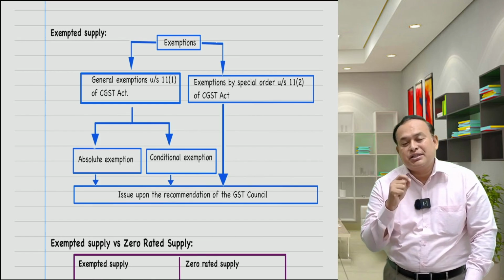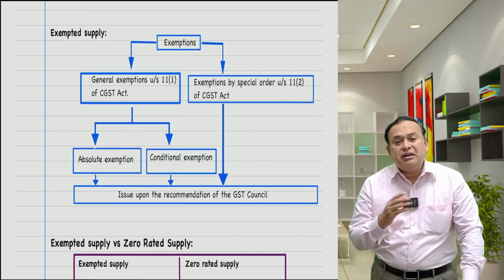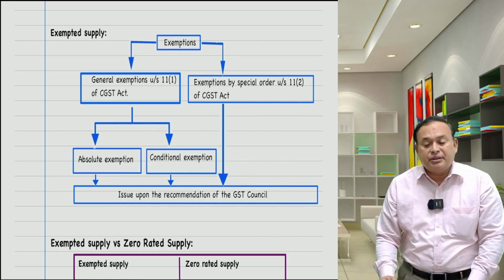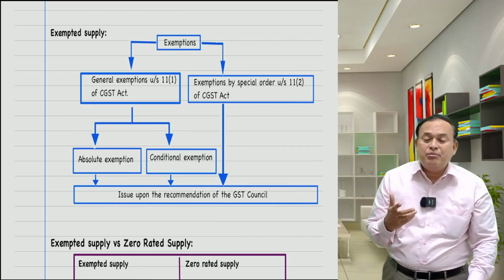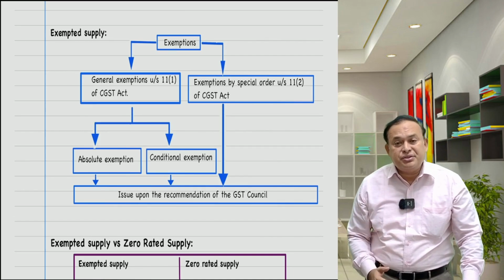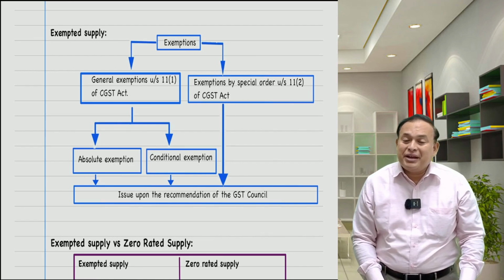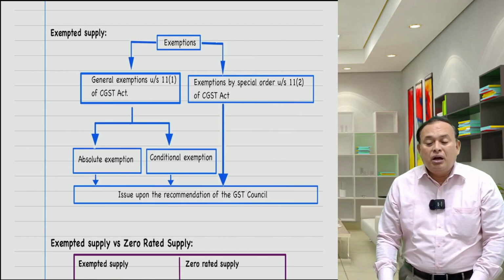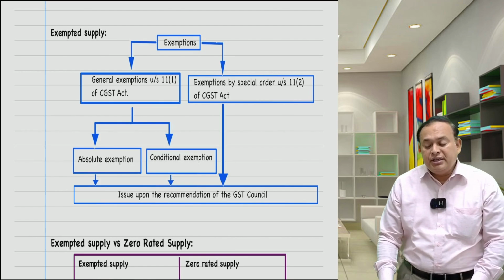Therefore, conditional exemption. Now coming to section 11 subsection 2, which talks about exemption by special order. Special order for a specific period of time in abnormal situations, extraordinary cases, the government upon the recommendation of the GST Council will issue this type of exemption by special order. How to understand this?